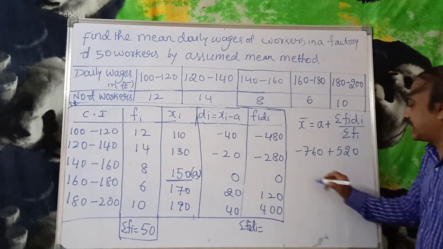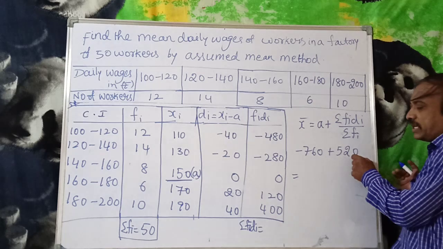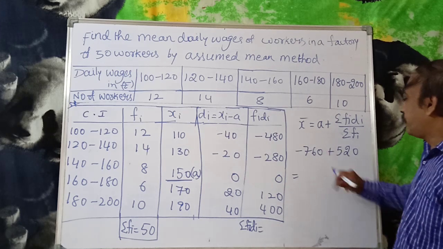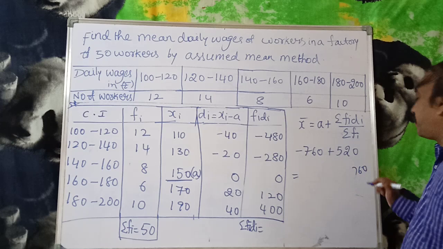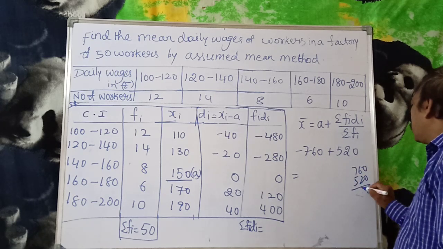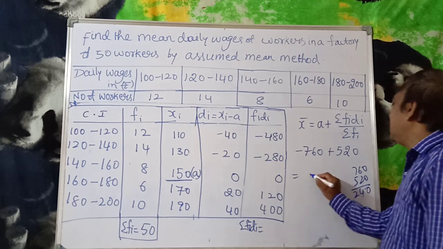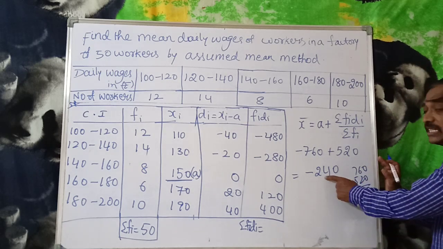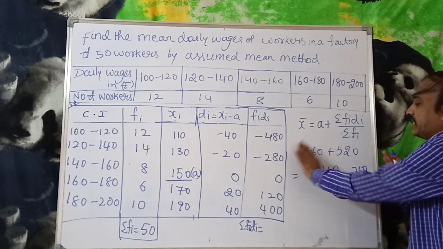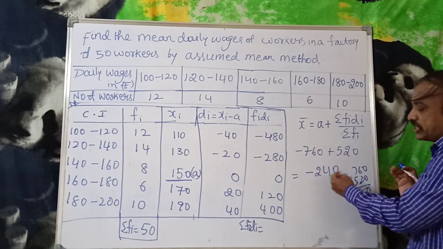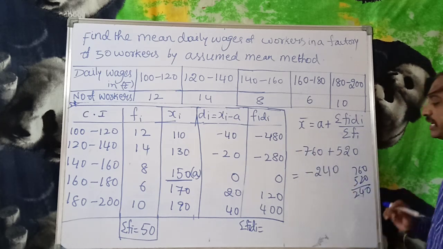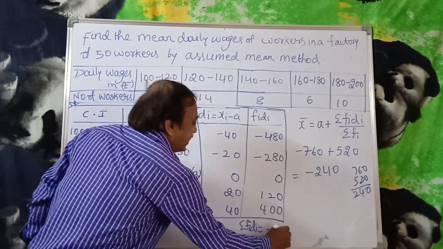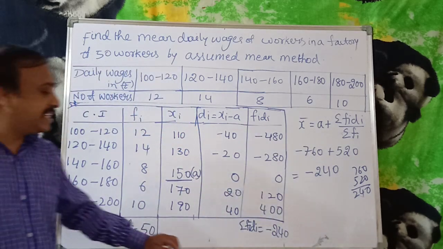Since one is negative and one is positive, we subtract, ignoring the signs, and keep the sign of the bigger number. 760 minus 520 is 240. The bigger number is 760, so the result is minus 240. That is, sigma fi di is minus 240.